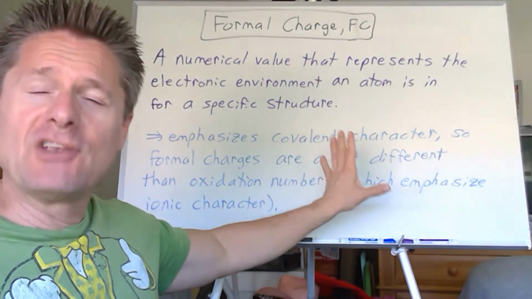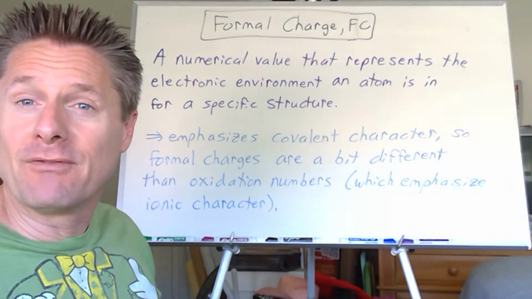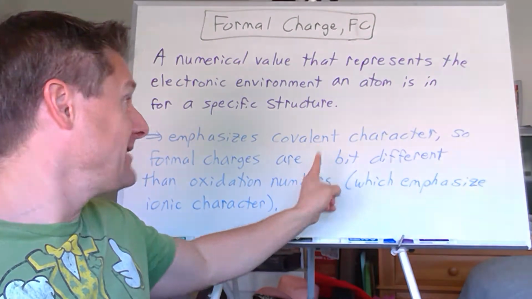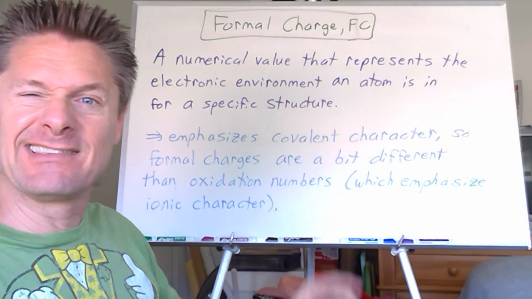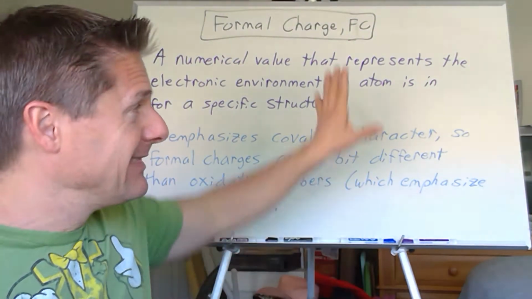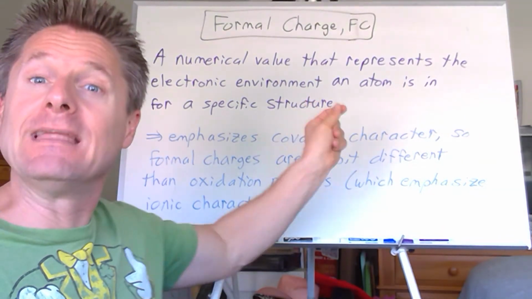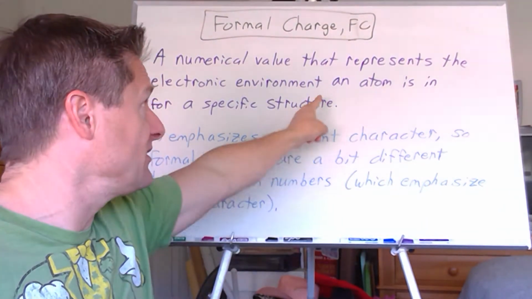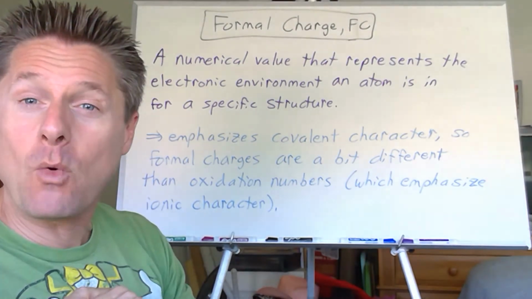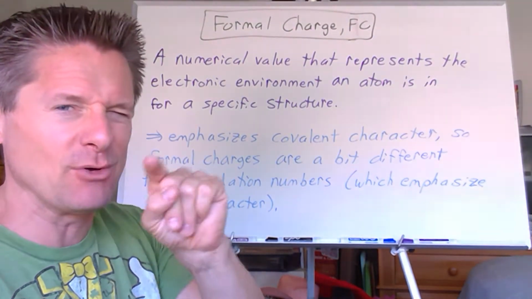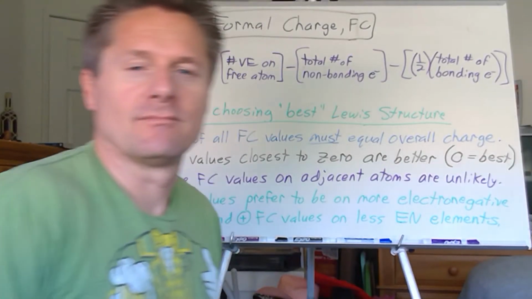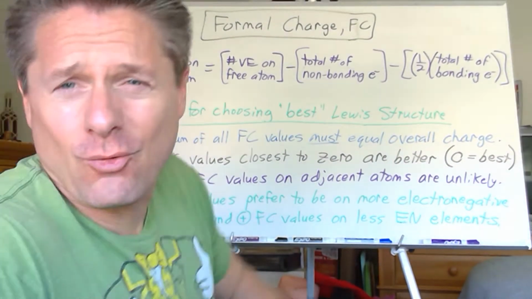A formal charge emphasizes the covalent character of the bonding, all right? Whereas an oxidation number emphasizes a little more the ionic character. So they have the same idea, but different approaches, all right? So we're going to focus on formal charges. Let me give you an equation on how to calculate that. There's a shortcut to it, but let me give you the equation. Here is your crazy equation.